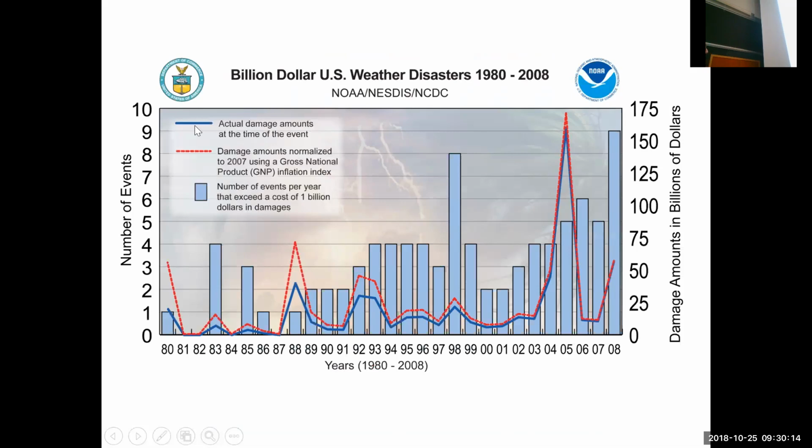So we have two different lines. The blue line is the amount in damages, economic dollar value at that time. And then the red line is the damages corrected to 2007 dollars, because you know inflation is always occurring, so the value of a dollar changes with time. Whenever you compare economic amounts or dollar amounts over time, it should be corrected to one particular year so that you can understand the basis for comparison.